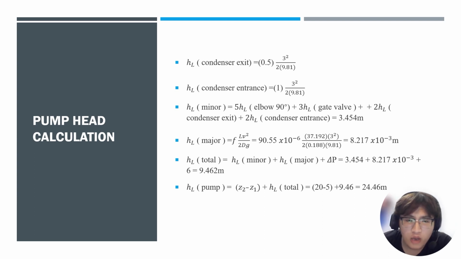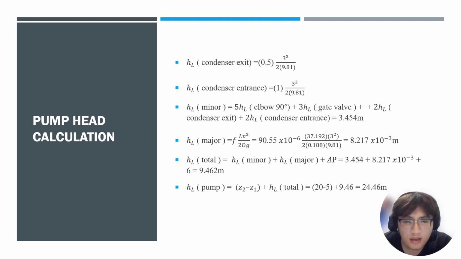Last, we have to calculate the major head loss, which is equal to f L V squared over 2 d g. The f is the Darcy friction factor, L is the length of the pipe, V is the velocity, d is the diameter of the pipe, and g is the gravitational acceleration. Then the value we get is 8.217 times 10 to the power of negative 3 meters. Finally, we calculate the total head loss, which equals minor head loss plus major head loss plus delta P. The result we get is 9.462 meters.